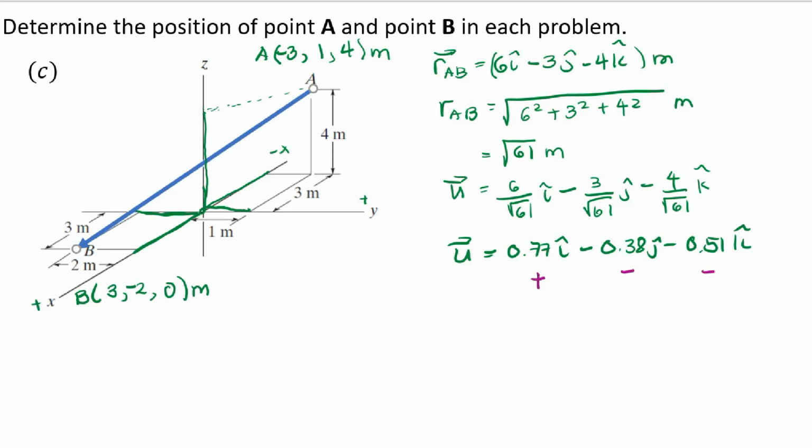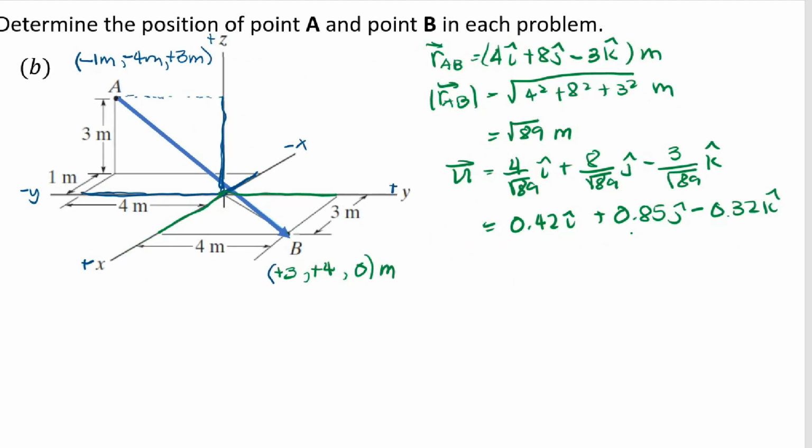Now, if I move this position vector so that it starts from the origin, I will move it here. As you can imagine, if we trace and put some dotted lines here, this vector lies on positive x, negative y, and negative z. So that is the same as the direction of our unit vector.